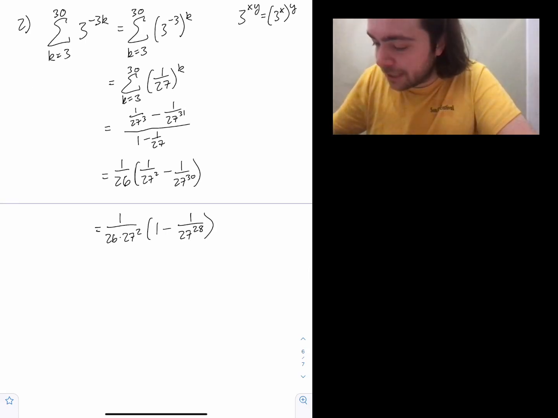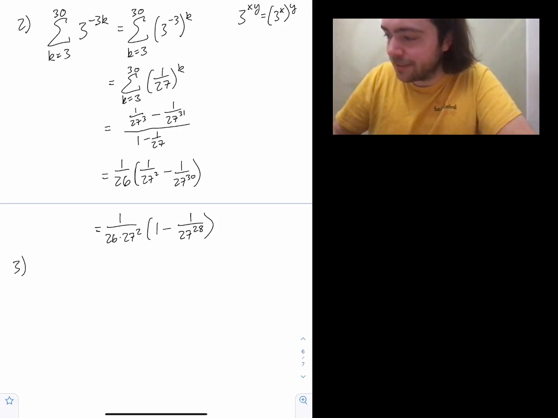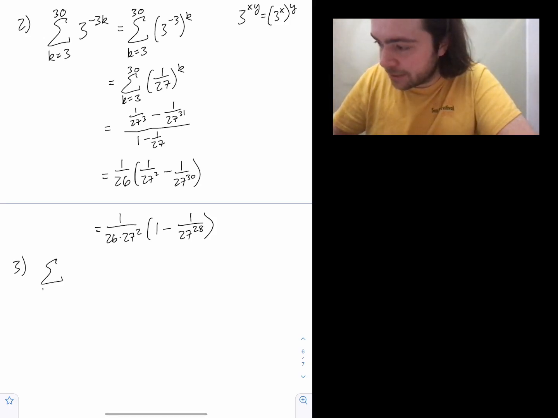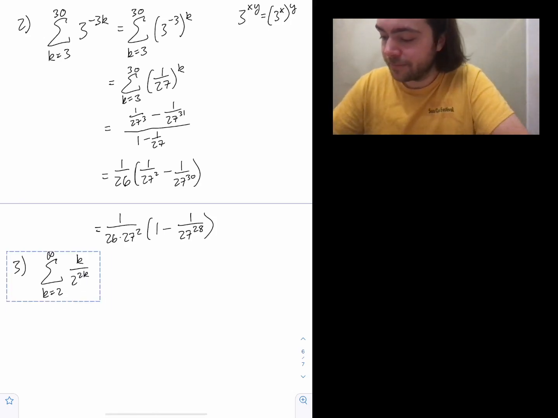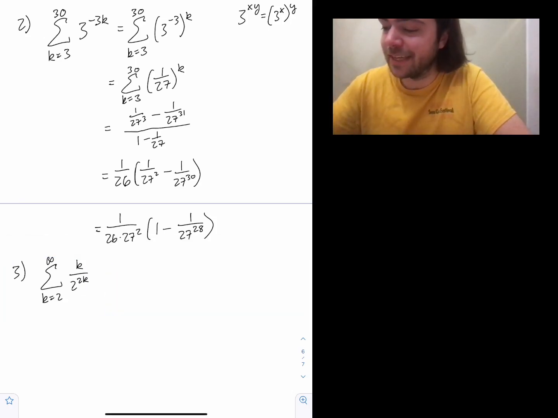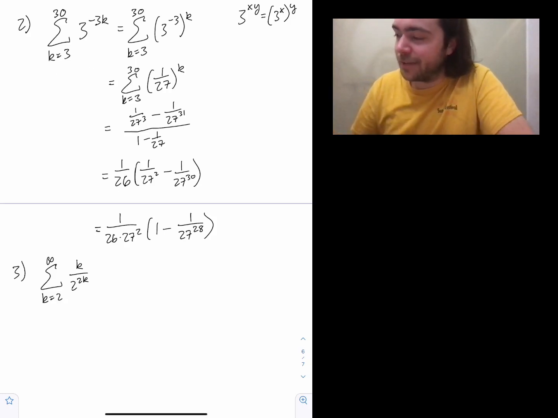Okay, and one last example, just to use that other related series we saw. So it's the sum k equals 2 to infinity of k over 2 to the 2k. Okay, so this one has a lot of 2's in it. Maybe I should have made this the second example and this the third example. Oh well. Okay, so we have a sum of k over 2 to the 2k.